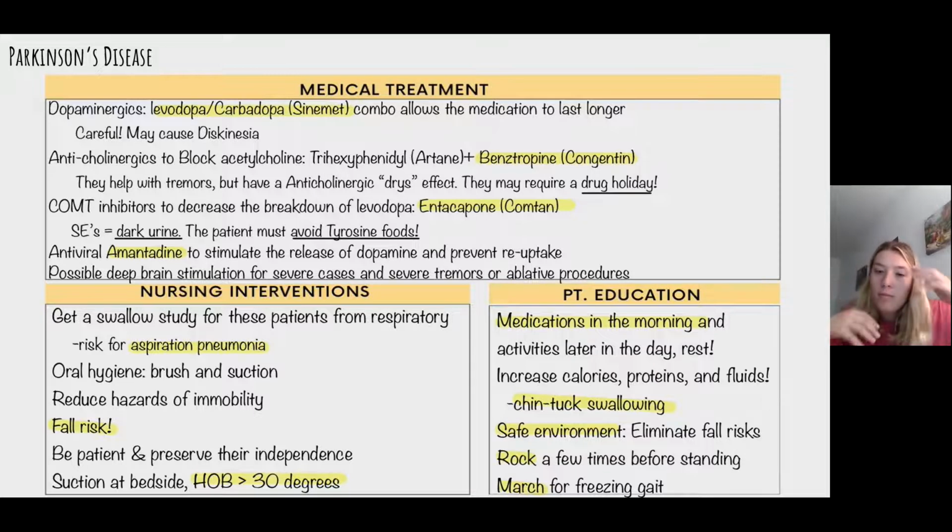So kind of going along the lines of movement and mobility, let's teach them that when they stand up, they might have difficulty. So as they're sitting on the side of the bed, have them rock a few times. If you're in the hospital, you can actually do this with them, but just kind of helping them rock to gain momentum to get them up. And then to help with the freezing gait, instruct them to march.